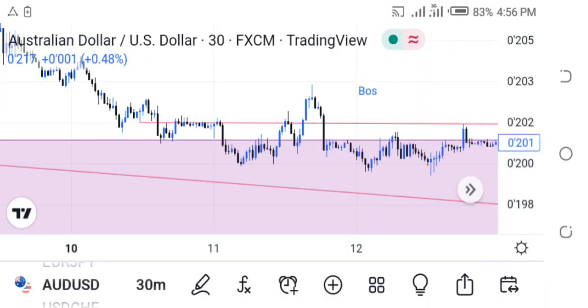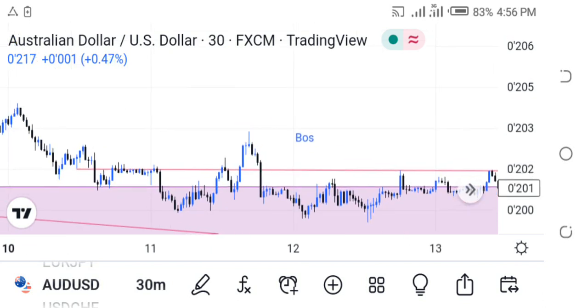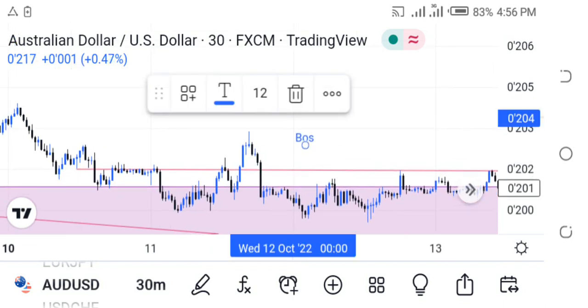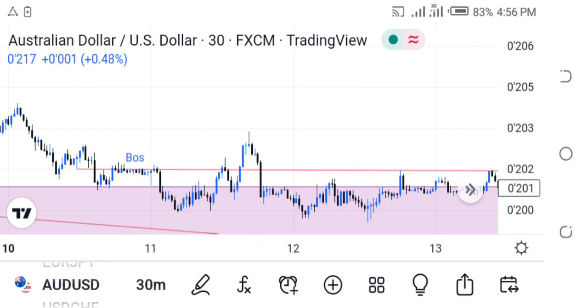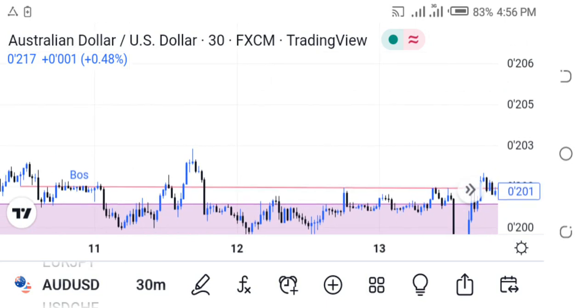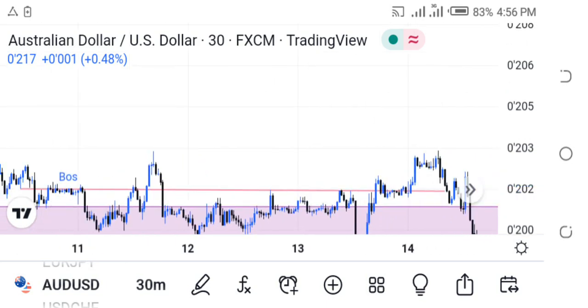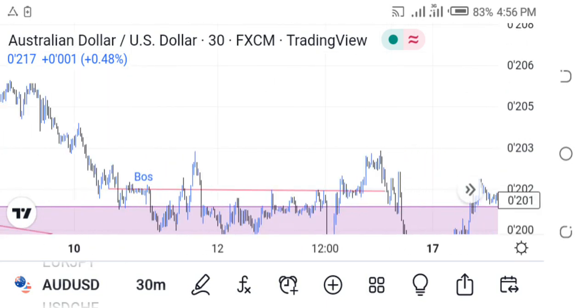Okay. I think I have it now. There's a break of structure here. So what happened? Price actually came back. Now there's one thing we should be looking for, and that's reversal.